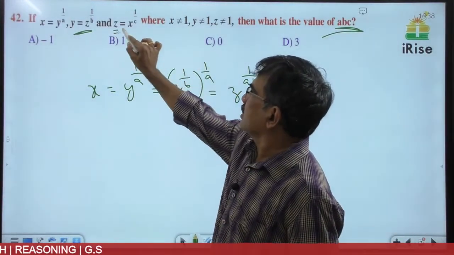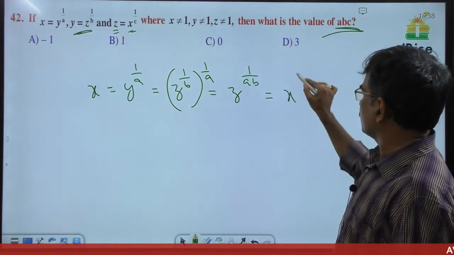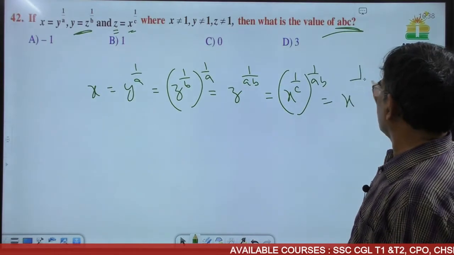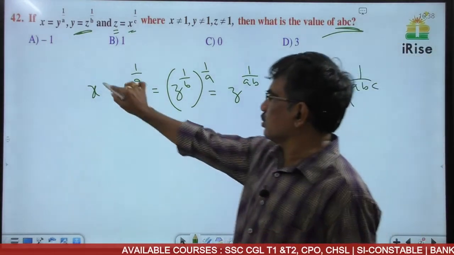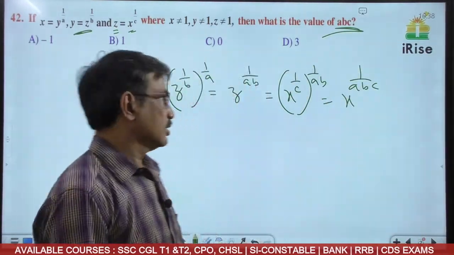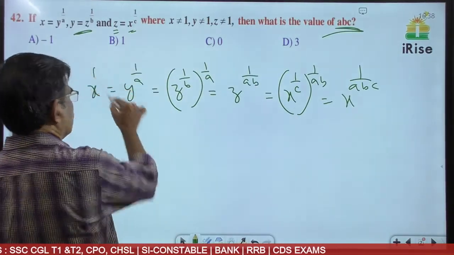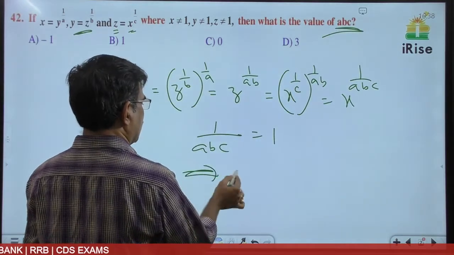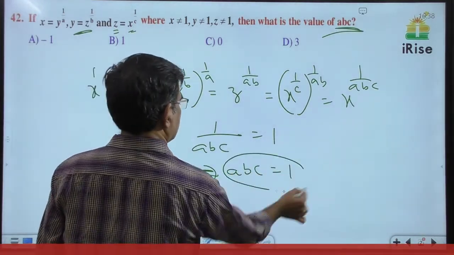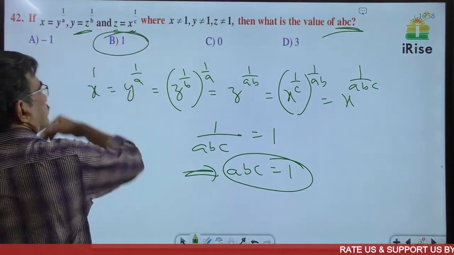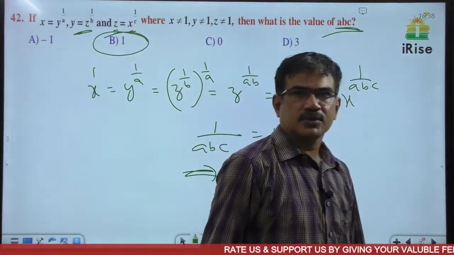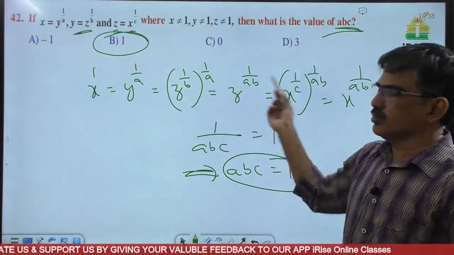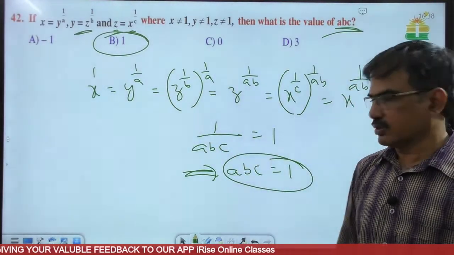Again, z can be written as x power 1 by c, whole power 1 by ab, which is equal to x power 1 by abc, which is equal to x power 1. Therefore 1 by abc is equal to 1. This implies abc is equal to 1. A simple question. Just bases are same, equate the powers. Next question.